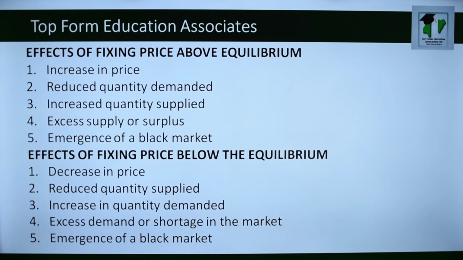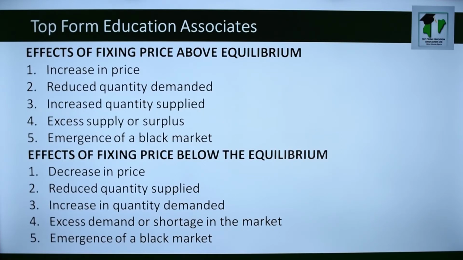And then what happens when the price is fixed above equilibrium? Number 1, there will be an increase in price. Number 2, there will be reduced quantity demanded. Number 3, there will be an increase in quantity supplied. 4, there will be excess supply or surplus. It will also lead to the emergence of a black market, because once there is excess supply, the suppliers will want to start selling as a backyard business. That's what we mean by black market, an illegal market. Some will reduce price, at least to sell some.